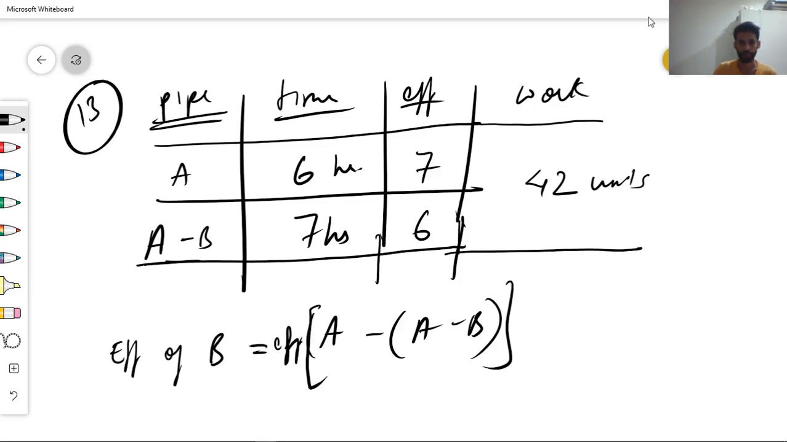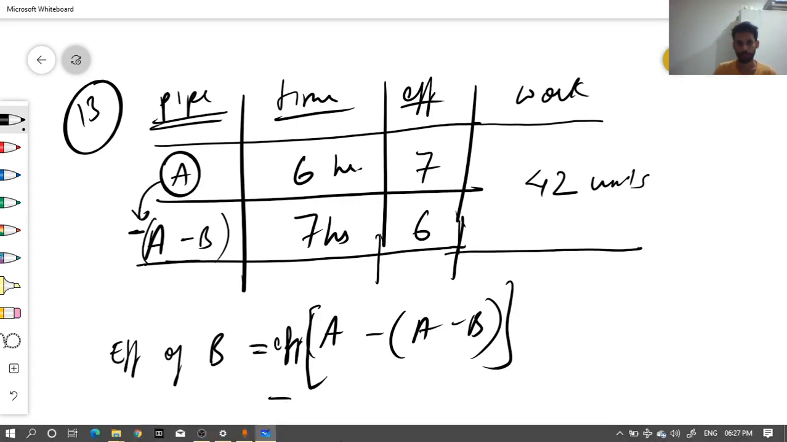This is how we can find the efficiency of B. From this part we have to subtract this. Okay, we have to subtract this. From this part we have to subtract this. So now here it will be 7 and here it will be 6, so it will be 1.